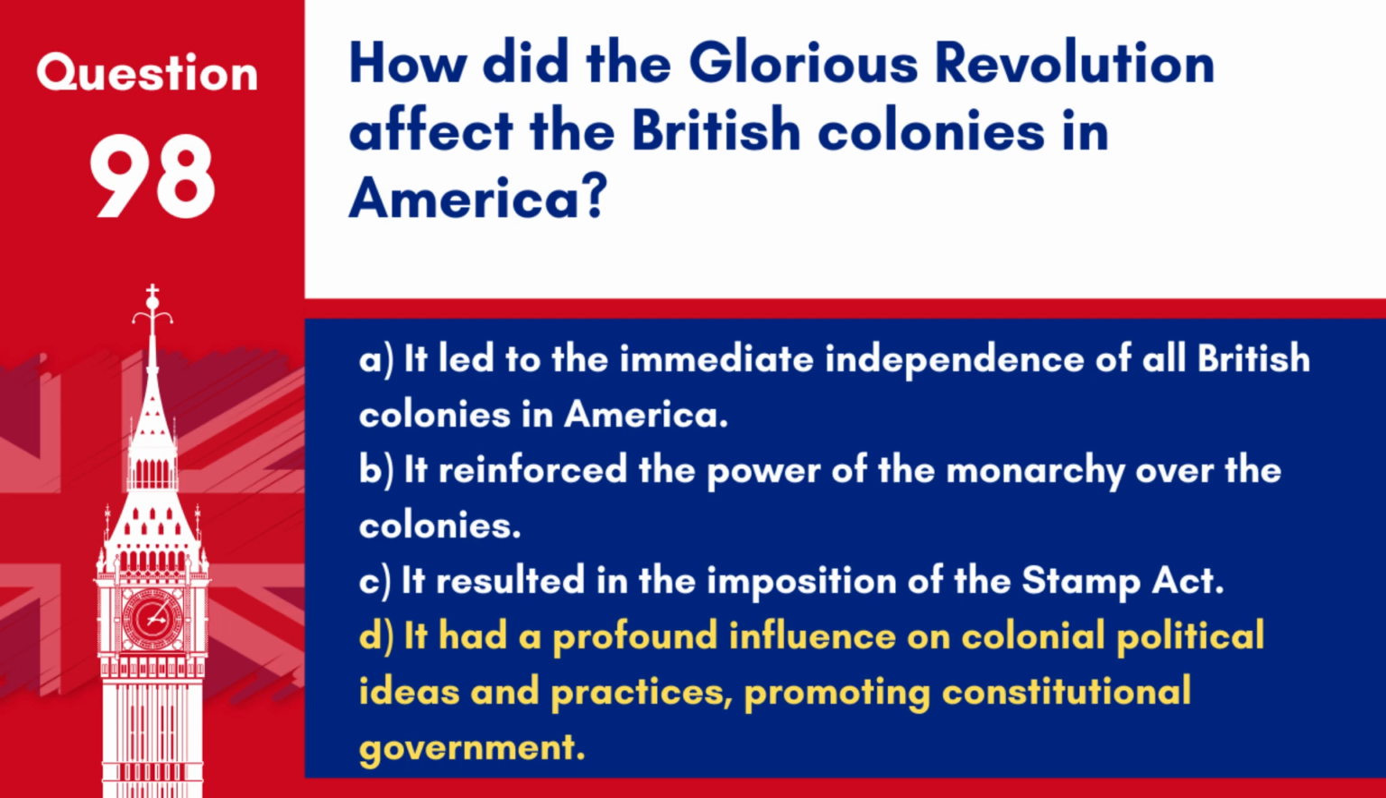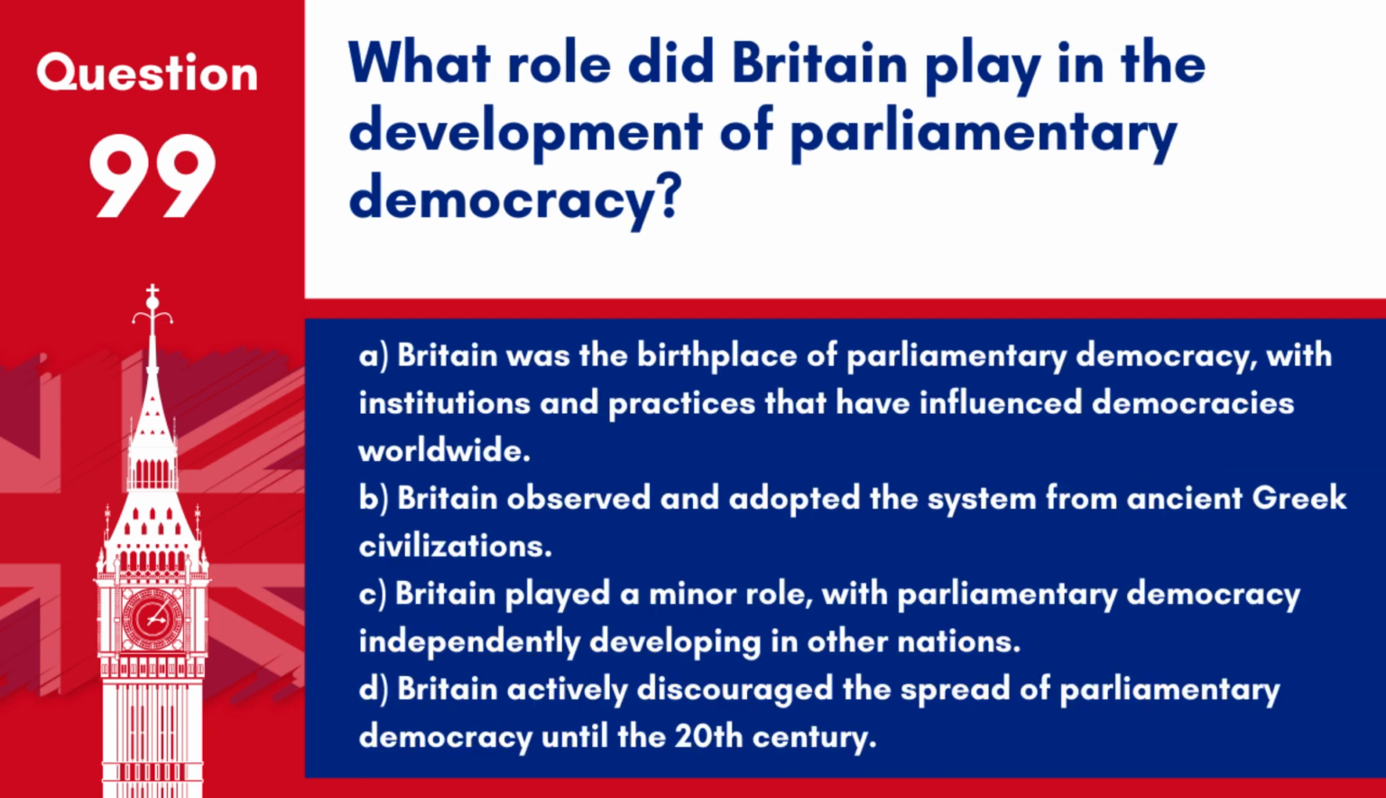The Glorious Revolution of 1688, which established parliamentary supremacy in England, also impacted the American colonies by reinforcing principles of constitutional government and rights that would later influence the American Revolution. Question 99. What role did Britain play in the development of parliamentary democracy?